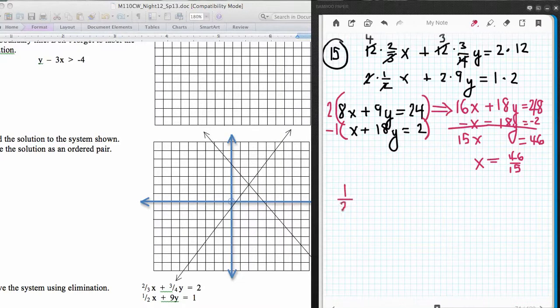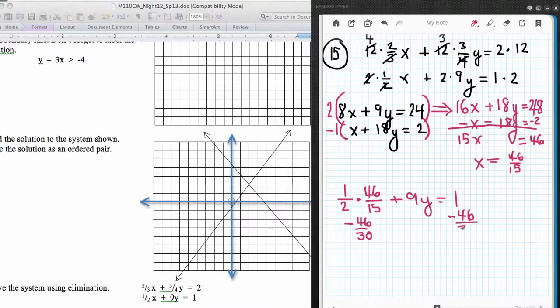So I'm going to go to the second one, 1/2 times 46/15 plus 9y is equal to 1, and I'm going to solve that. So this looks like 46/30ths, right? So I'm going to subtract 46/30ths from both sides and then proceed to solve.